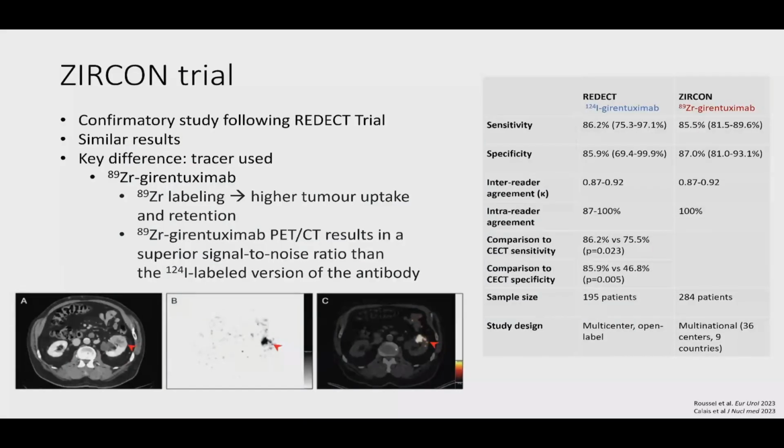The ZIRCON trial was essentially a confirmatory study following the REDECT trial, and the results were very similar, as you can see on the table on the right-hand side. But the key difference here was the radio tracer that they used. So in the ZIRCON trial, they used a zirconium-based labeling agent, but in the REDECT trial, they used an iodine-based version of the tracer. And as a result, the ZIRCON trial demonstrated a higher tumor uptake and retention, as well as decreased signal-to-noise ratio. And you can clearly see that on image C, where the tumor is lighting up very bright, but the surrounding parenchyma is barely uptaking any of the radio label.